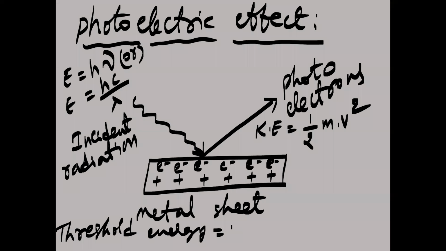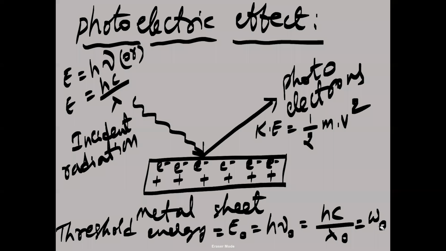The threshold energy is given by E naught, which is equal to h nu naught, or hc by lambda naught. This is also taken as W naught. W naught means what? Work function, we say. Work function of the metal, otherwise threshold energy of the metal.